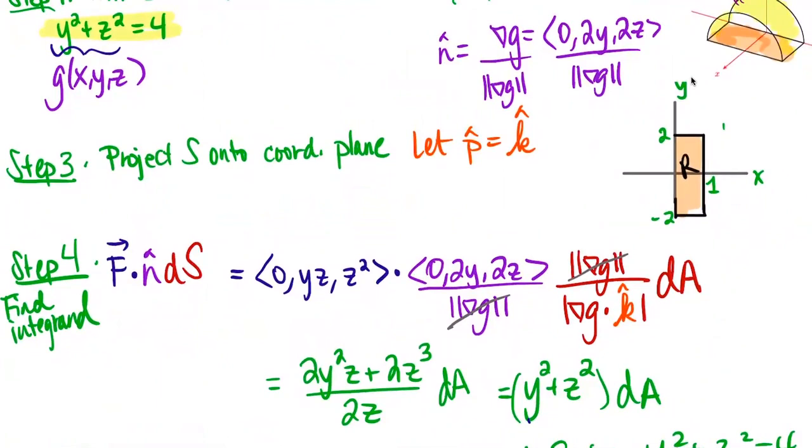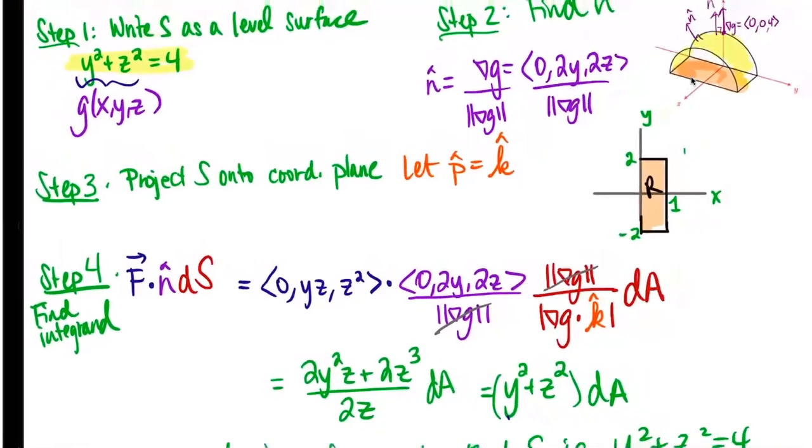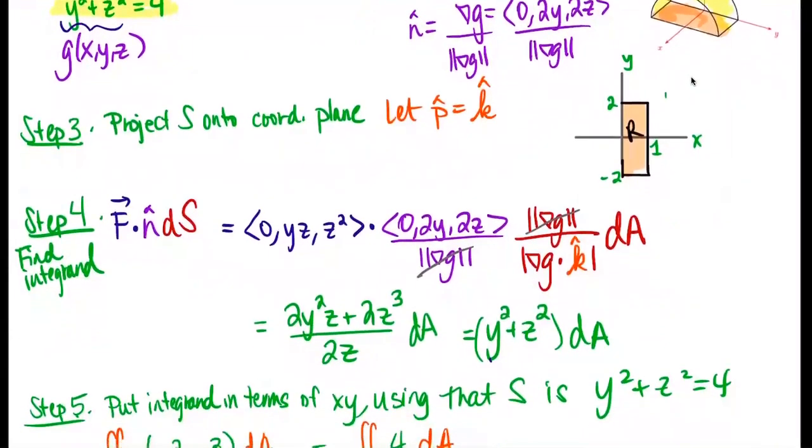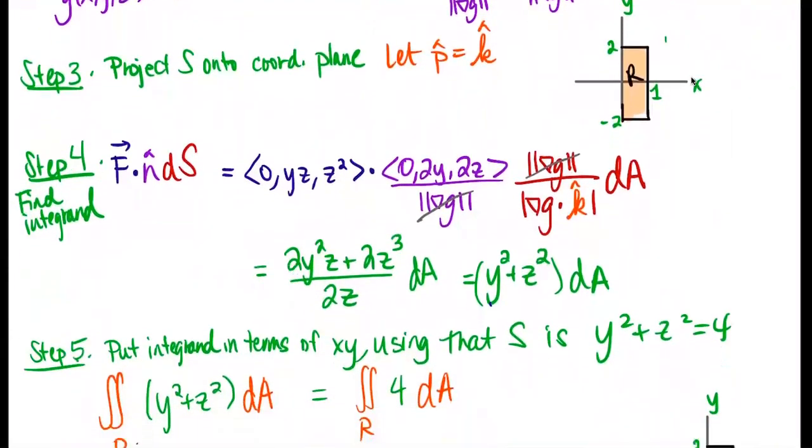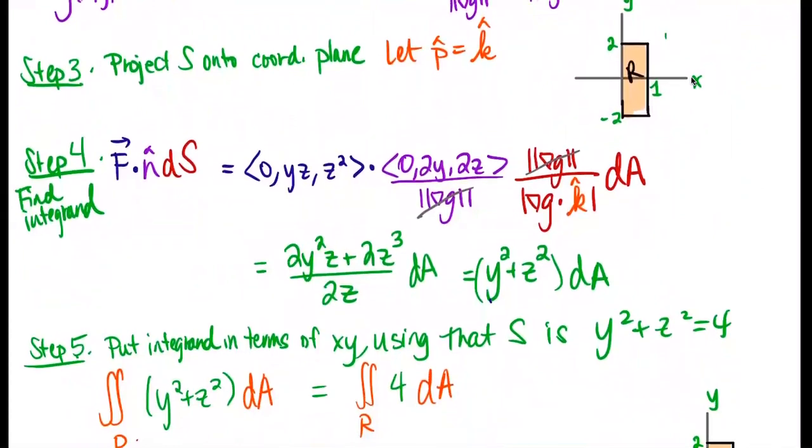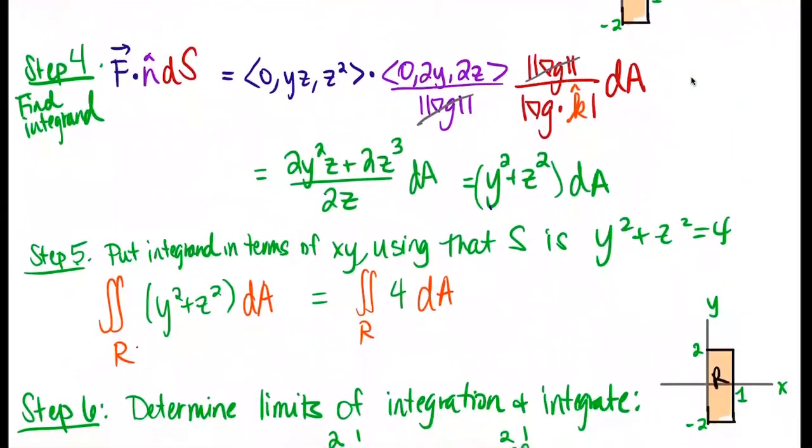Okay, now I need to make sure that I convert this to be in terms of the variables of the plane where I've projected. And so I've projected onto the xy plane, but right now I have things in terms of y and z. So I can't leave them like this. I need to go back up to the equation I have for the surface and put things in terms of x and y. So notice the surface is y squared plus z squared is equal to 4. And so I can use that to rewrite this integrand as just 4 dA.